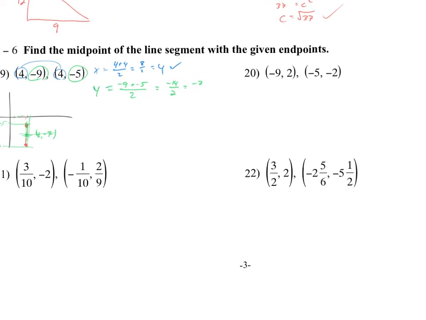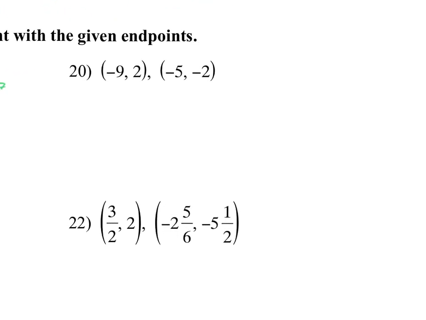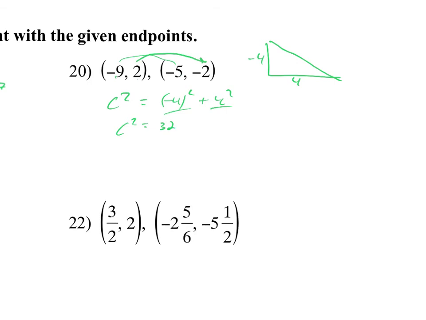So, okay, here's 20. We've got to do the same thing. We're talking about distance, so I'm going to write a triangle. This is down 4. This is -9 up to 4. So c squared is going to be -4 squared plus 4 squared. So this is 16 and 16. So c squared is 32. So c is root 32, which is a funky decimal.